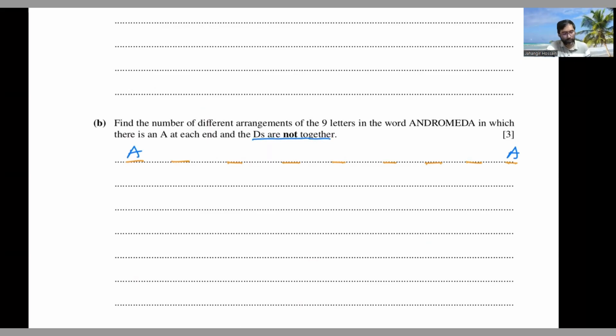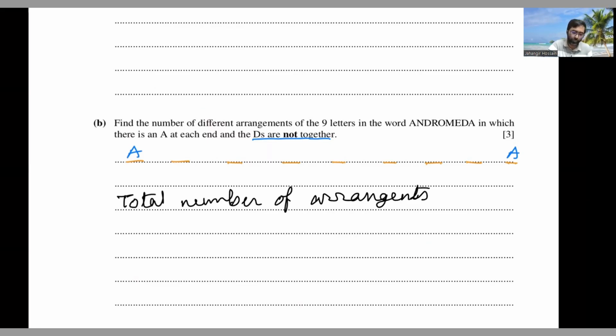So how can we do it? Let's consider the situation where these are together. First, we find the total number of arrangements without any restriction of the 7 letters, factorial 7 by factorial 2, minus the arrangements where the 2 D's are together.